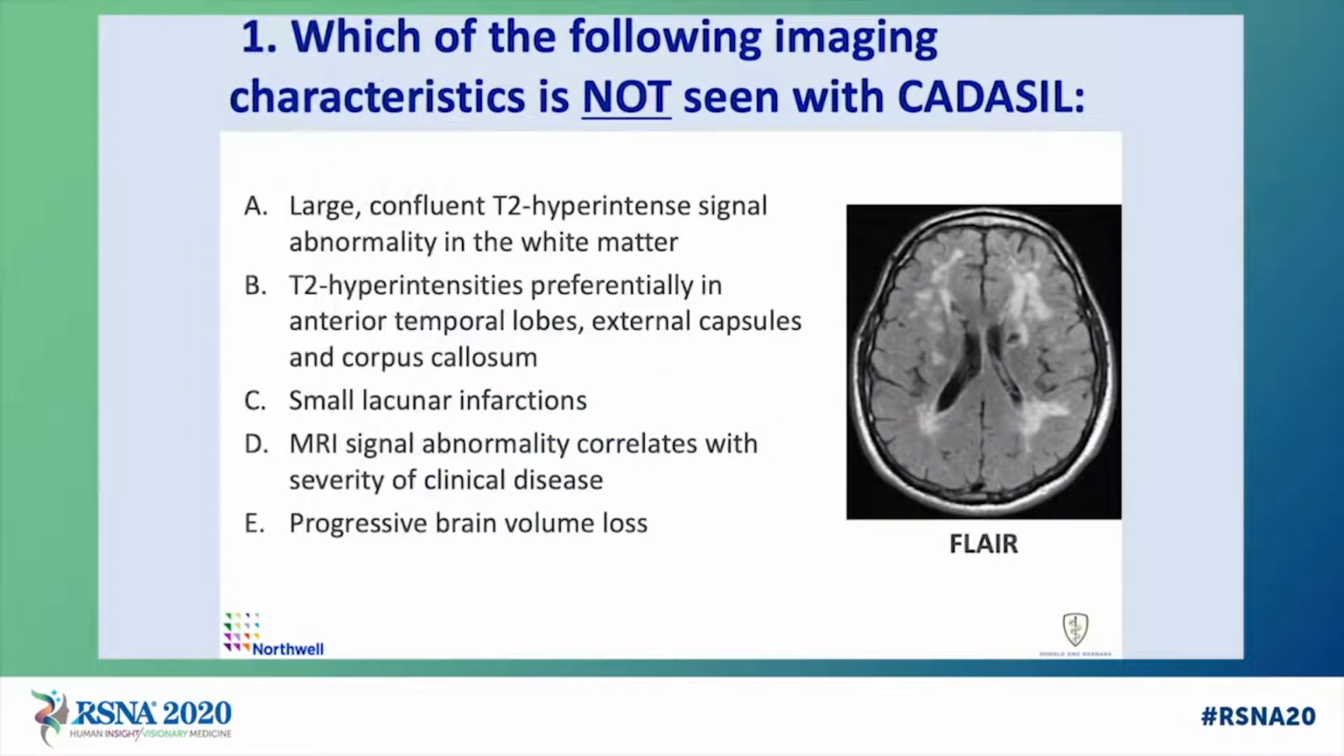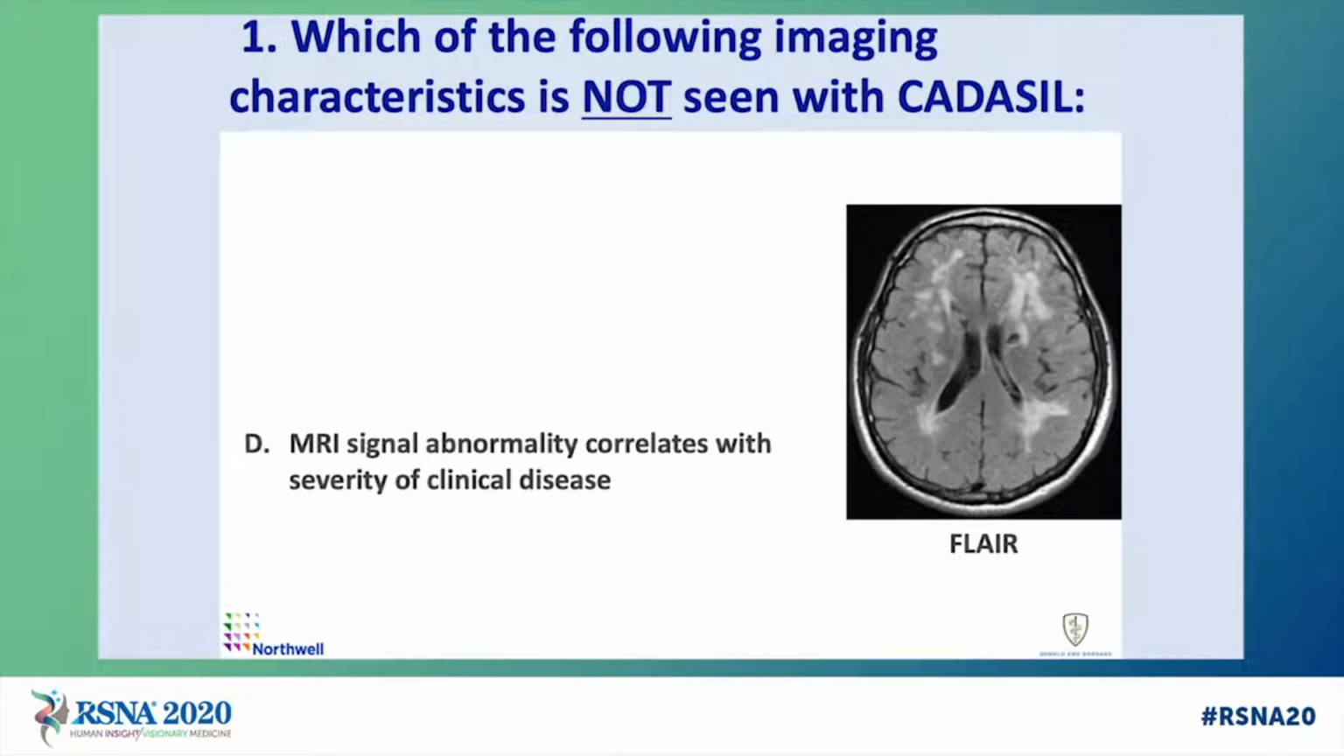Our first question is, which of the following imaging characteristics is not seen with CADASIL? A. Large confluent T2 hyperintense signal abnormality in the white matter. B. T2 hyperintensities preferentially in the anterior temporal lobes, external capsules, and corpus callosum. C. Small lacunar infarctions. D. MRI signal abnormality correlates with severity of disease. Or E. Progressive brain volume loss. The correct answer is D. MRI signal abnormality correlates with severity of clinical disease is not seen with CADASIL.